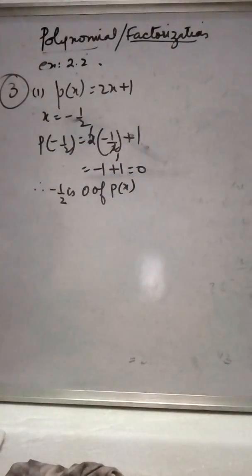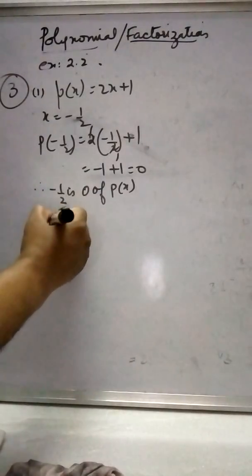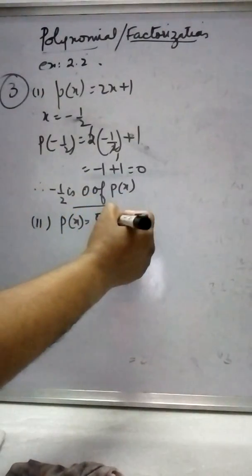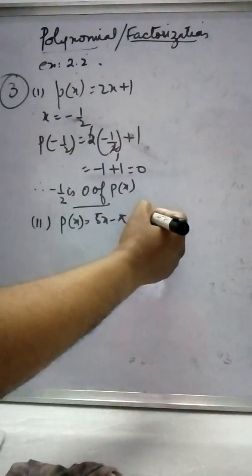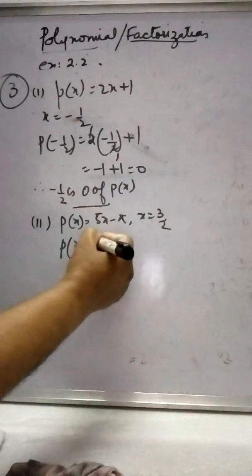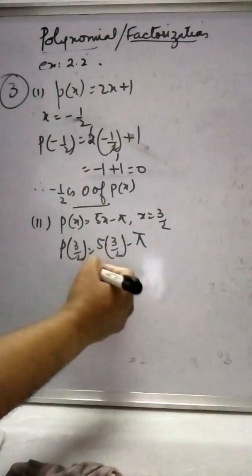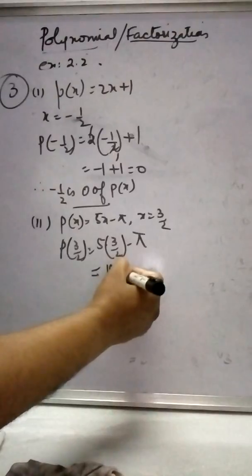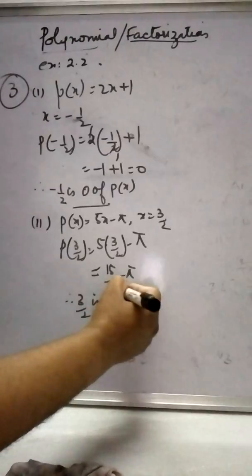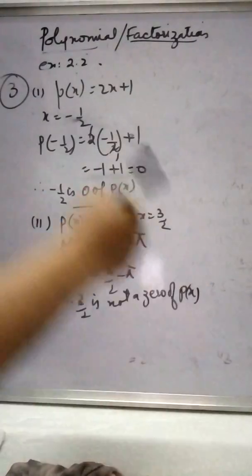Now the second bit is P(x) = 5x minus pi. You have to find out for x equal to 3 by 2. So P(3 by 2) = 5 into 3 by 2 minus pi. 5 threes are 15, so 15 by 2 minus pi. Therefore 3 by 2 is not a zero of P(x).